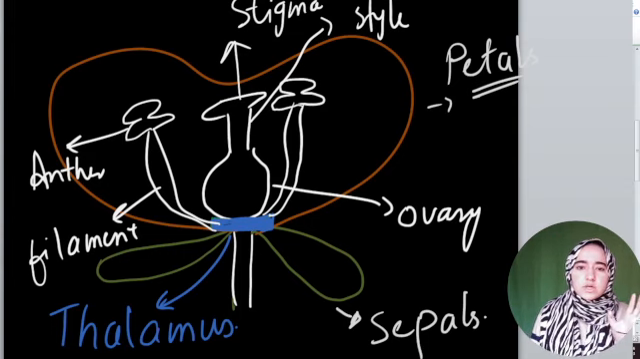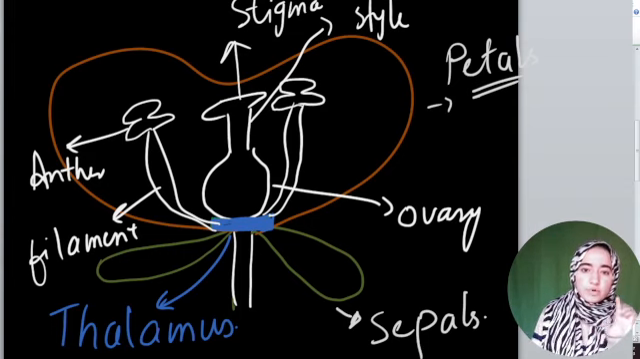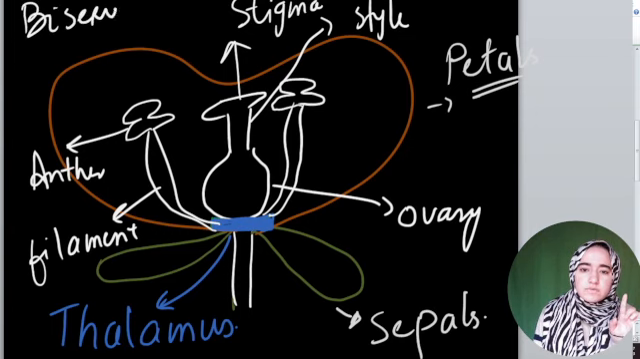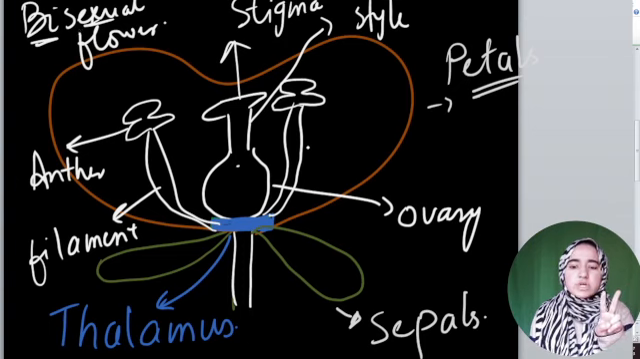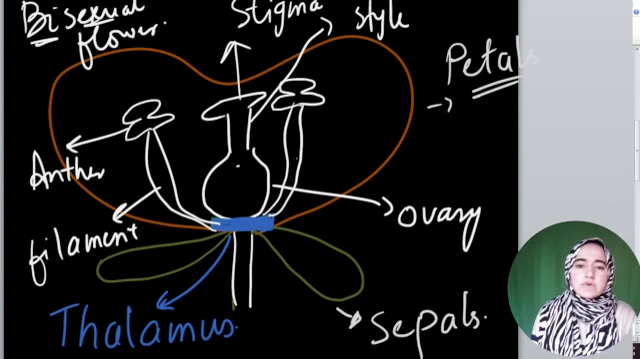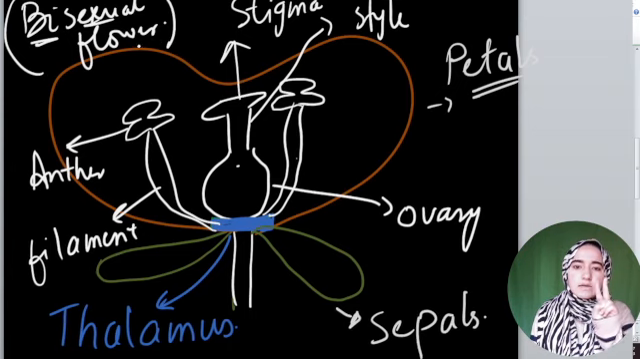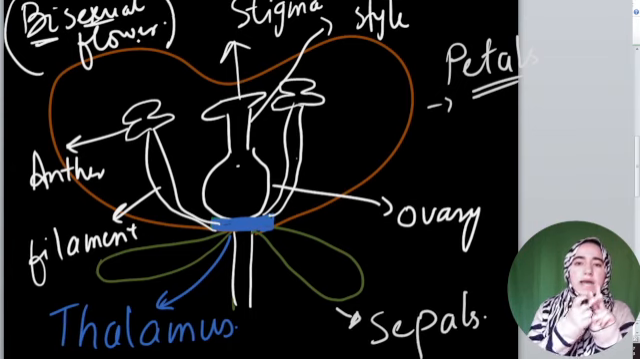And the flower which contains both male reproductive structure and female reproductive structure is known as bisexual flower. This flower is a bisexual flower. How will you remember this? Bi means two. Sexual means it contains sex, either male or female. Here it contains both male structure and female structure. That's why it's known as bisexual flower. It means it's having both the sexes inside it.